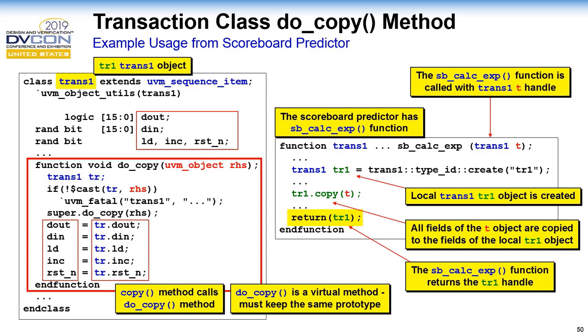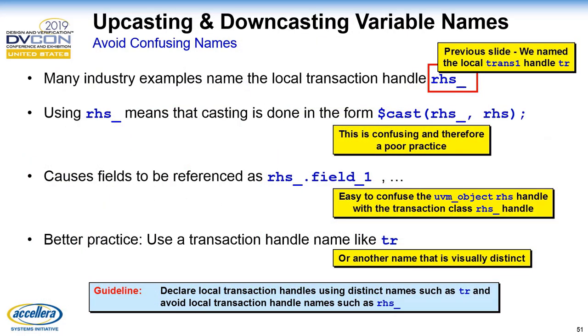Now again, let me focus in on that do copy. Notice that I declared the handle TR for trans1. You're going to see many examples out there in industry where instead of using TR, they use RHS underscore. And it's perfectly fine, and it works. But then it means you're casting RHS to RHS underscore, and you're referring to RHS fields and RHS underscore fields. To me, it's really hard to track those and keep them separate, because now I'm going to start accessing RHS underscore fields.